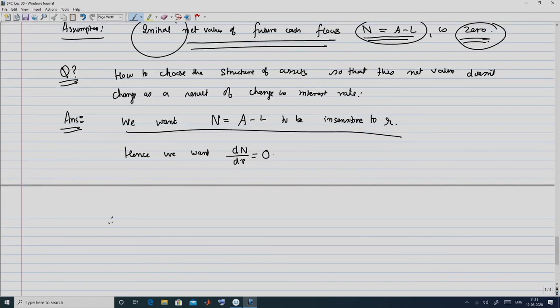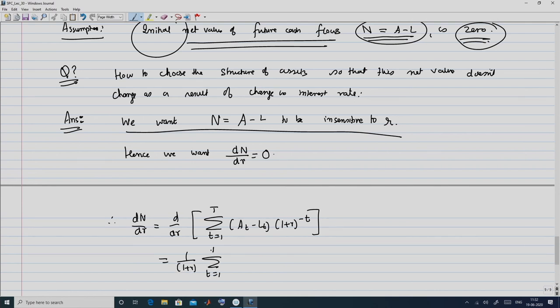All right. So, therefore, what is going to be my dN/dr? dN/dr is nothing but the derivative with respect to r of A minus L. And what is A minus L? This is going to be the summation of (A_t minus L_t) into (1 plus r) raised to minus t, t equal to 1 to capital T. And this is nothing but, if you take the derivative, 1 over (1 plus r) summation t equal to 1 to capital T, t into (L_t minus A_t), because the derivative of this will involve minus t. So, I change this sign and make this L_t minus A_t, into (1 plus r) raised to minus t.